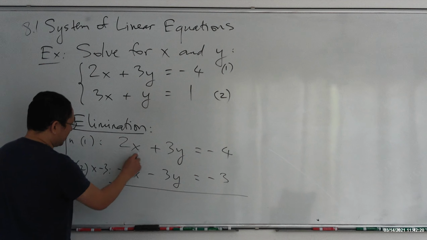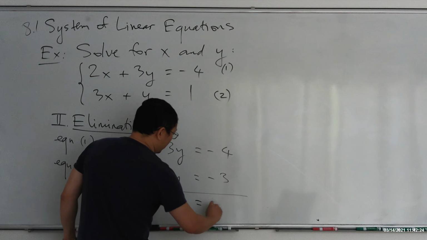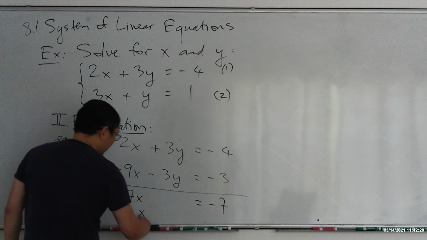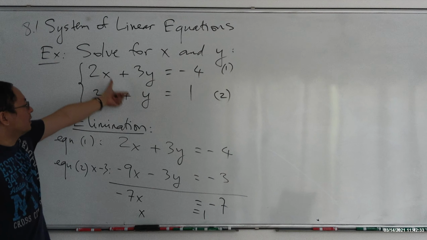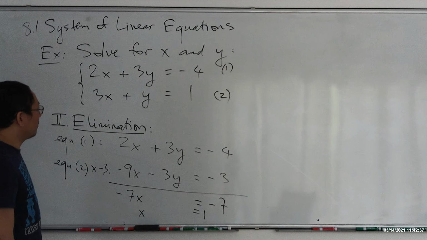And we have what? 2x minus 9x is -7x. And this is equal to -7. Of course, divide both sides by -7. You get x equal to 1. Now, after having x equal to 1, you can plug into any of those equations. We're doing substitution in here. Then you can solve for y.